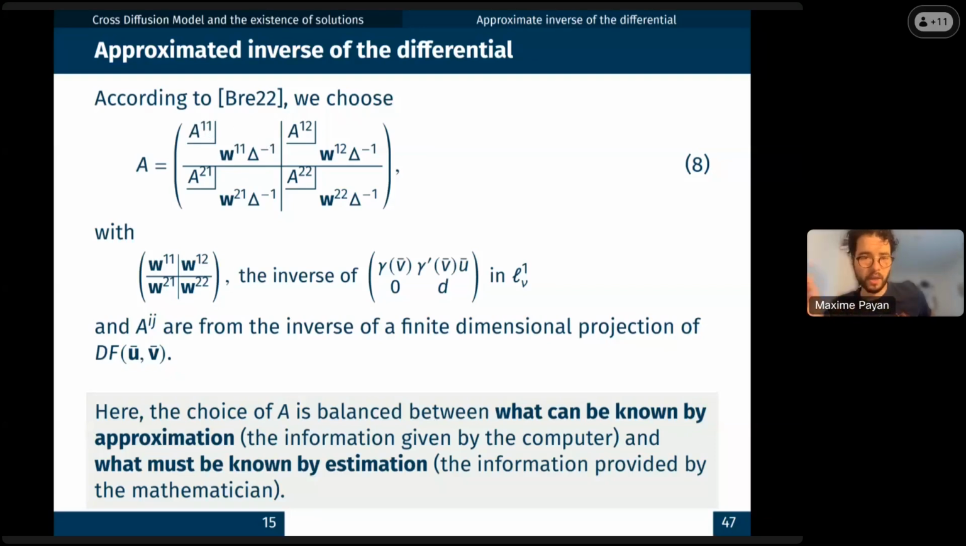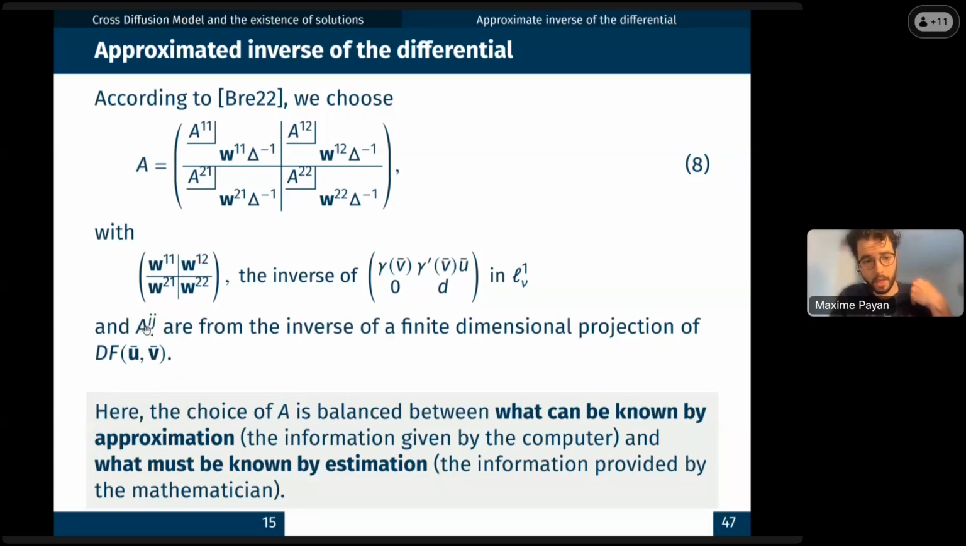Yes, on the tail of sequences. So the Aij are from the inverse of a finite dimensional projection of the differential of u bar v bar. Of course, we want an approximated inverse of the differential of this. So somewhere we need something close to the inverse, and this is here.